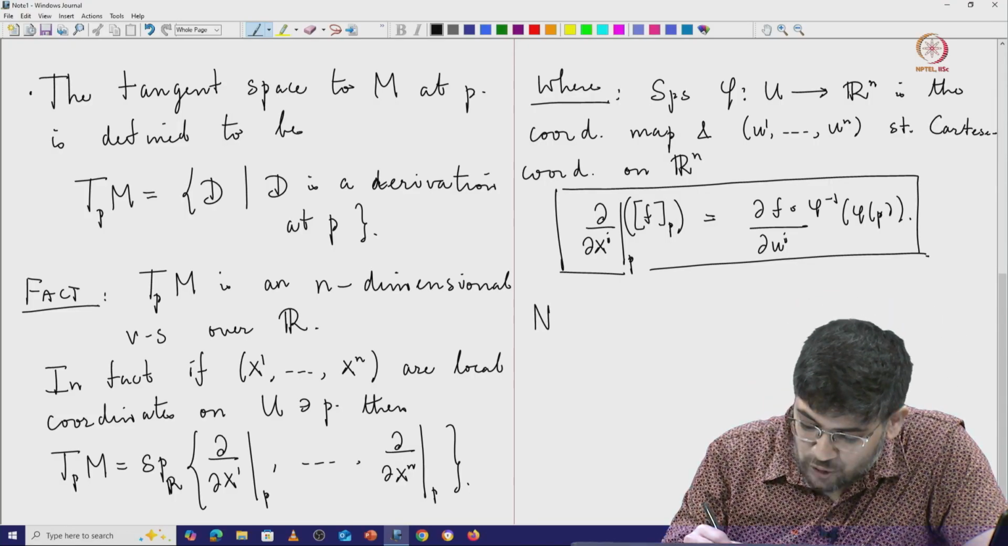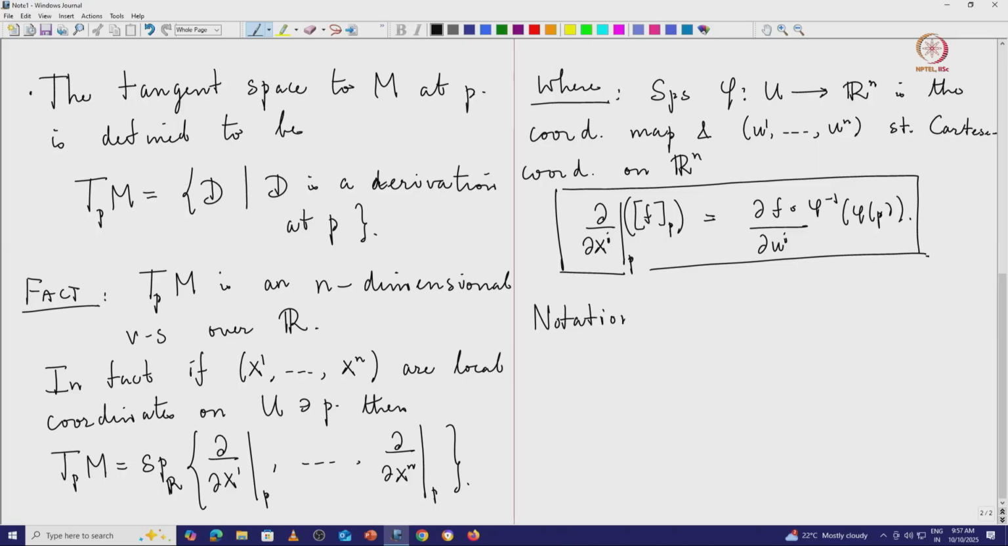All right. So I will also use the following shorthand notation: del I will represent del by del xi, this partial derivative operator, and del I at P will be this basis element. So by definition this is just, if you have a function f, you compose with phi inverse and take the partial derivative with respect to the ith Cartesian coordinate, right. So this will be my notation.